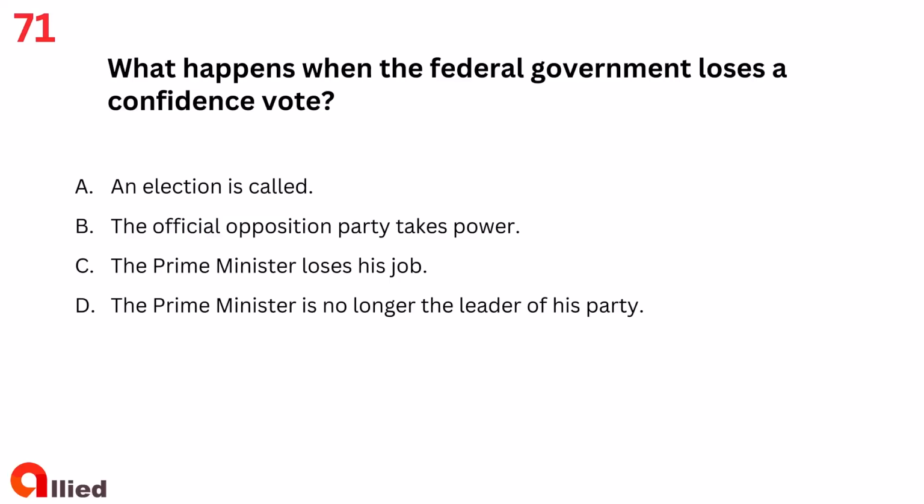Question 71. What happens when the federal government loses a confidence vote? A. An election is called. B. The official opposition party takes power. C.